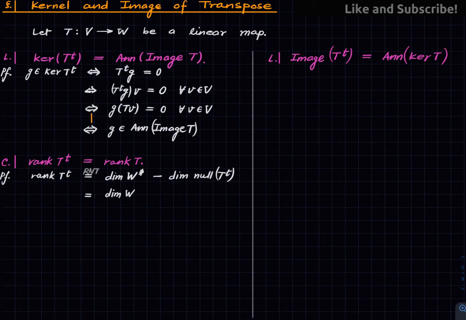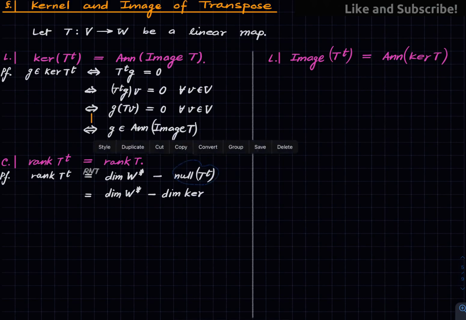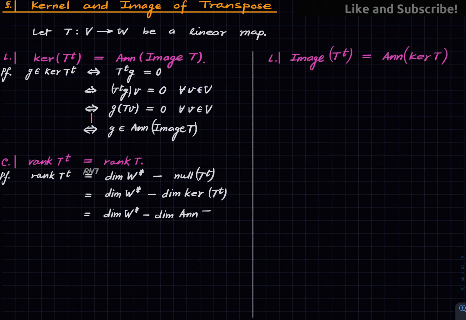dimension W star, or well, before that, let's just use the definition of the nullity. So let me make this small correction. There is no meaning to the phrase dimension of nullity. Nullity is already dimension of the kernel. So rank of T transpose is dimension W star minus nullity of T transpose. Now, what is nullity of T transpose? It is the dimension of the kernel of T transpose. Okay, but now by the previous proposition, it is equal to the dimension of the annihilator of the image of T.